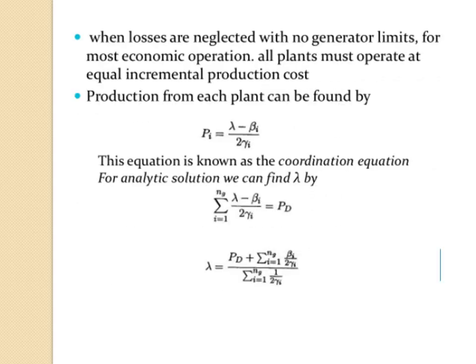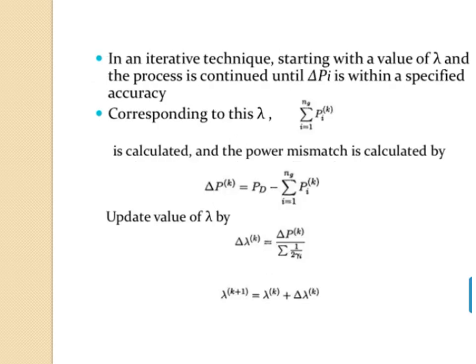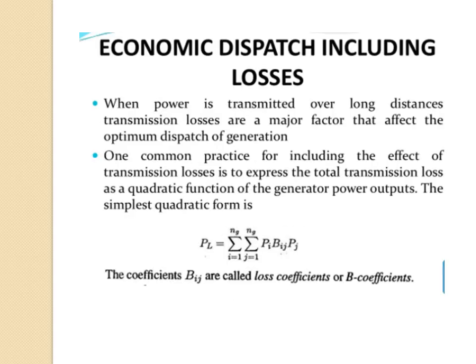When the losses are neglected and there is no generation limit, for most economic operation all the plants must operate at equal incremental production cost. The production from each plant can be found as P_i equal to (lambda minus beta_i) divided by 2 gamma_i. This equation is known as the coordination equation. It is an iterative technique starting with a lambda, and the process is continued until delta P is within the specified accuracy. The corresponding lambda is calculated for the power mismatch.